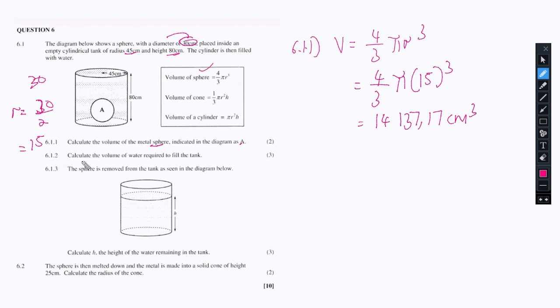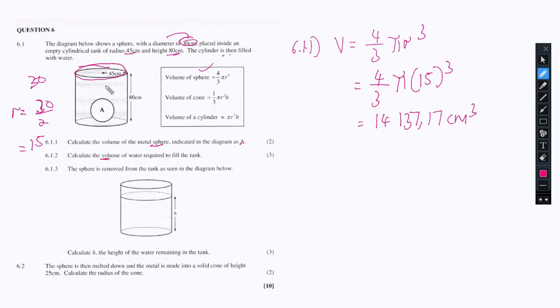Then 6.1.2 says calculate the volume of water required to fill the tank. Now, this is a very interesting question. Remember, the water must be filled into this glass, right? So how many shapes do we have here? We have a cylinder, which is, again, open, right? So the cylinder is filled with water. This is a drinking glass. So that means here it is open. We know what that does to the surface area of the cylinder, but here we are not on that one. We are actually on volume, so the volume is unaffected.